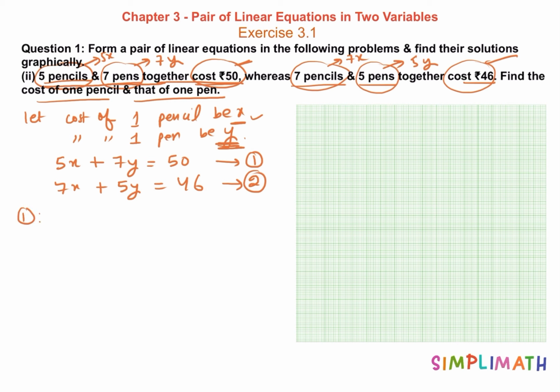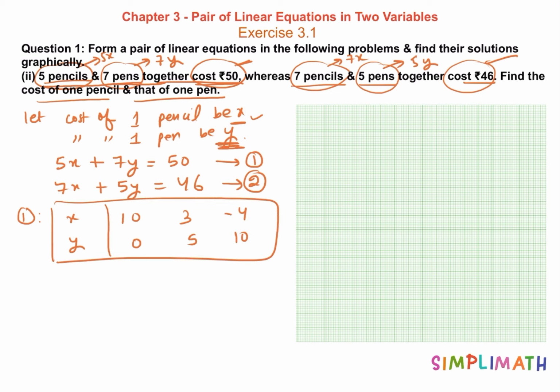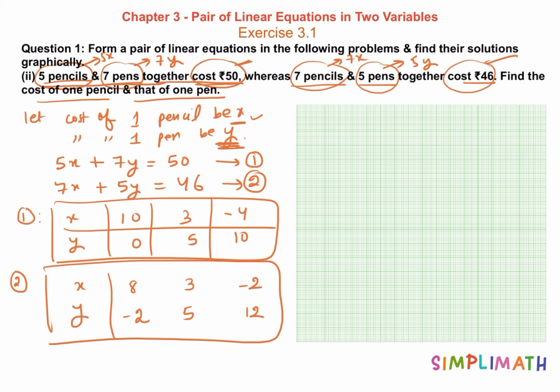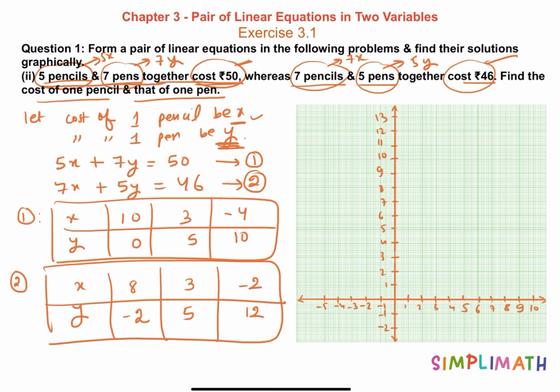Now for equation 1, when x equals 10, y equals 0; when x equals 3, y equals 5; when x equals minus 4, y equals 10, right? And for equation 2, when x equals 8, y equals minus 2; when x equals 3, y equals 5; when x equals minus 2, y equals 12. Now let us plot these points on the graph.